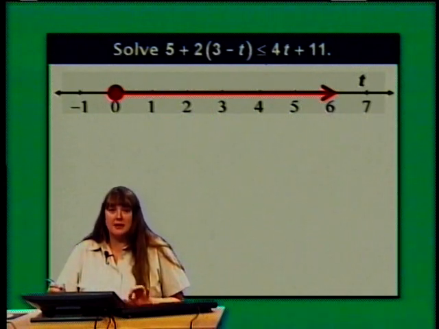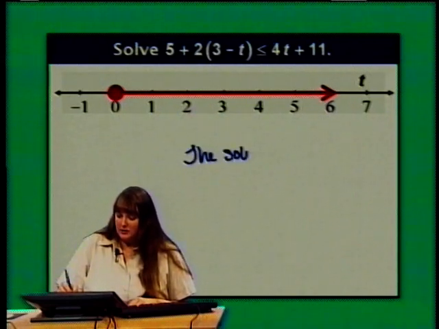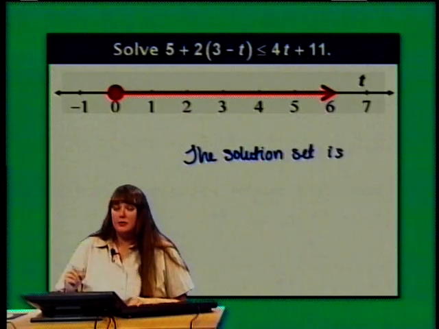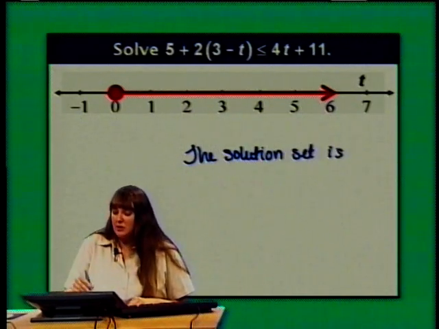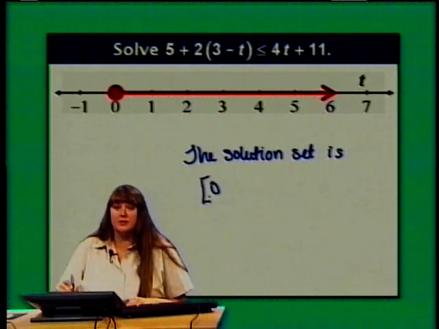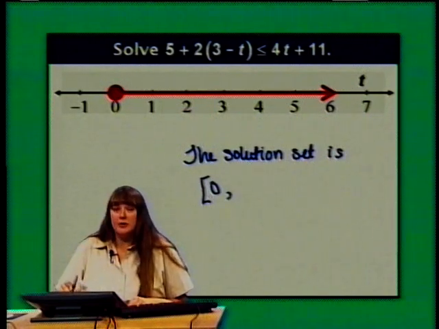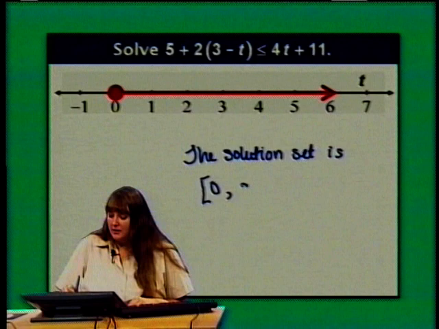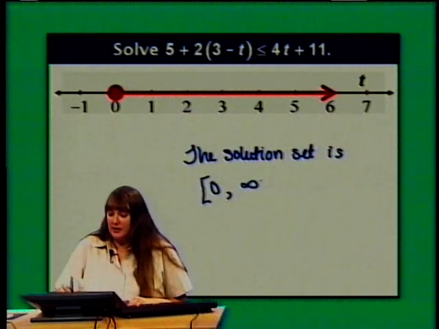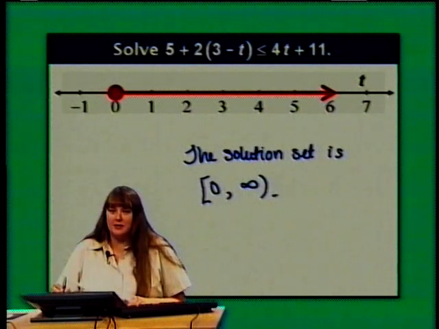Well, now I need to state my solution set. I'm going to state my solution set in interval notation. So I see my left-hand endpoint is 0. This time my endpoint is included. I indicate that with a square bracket. There is no right-hand endpoint. Again, I indicate that with infinity, and infinity always takes parentheses. So the solution set is 0 included to infinity.